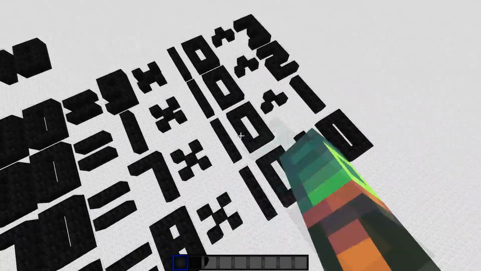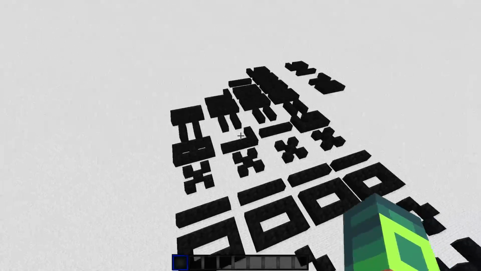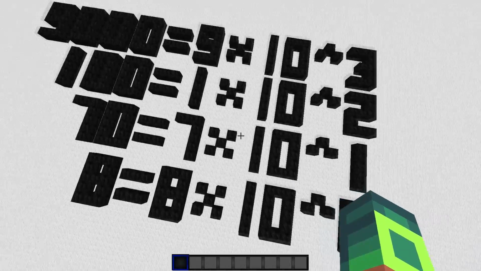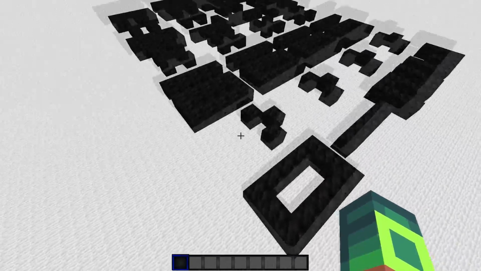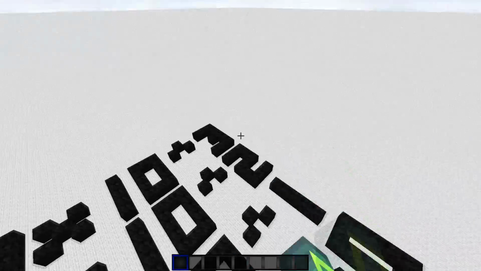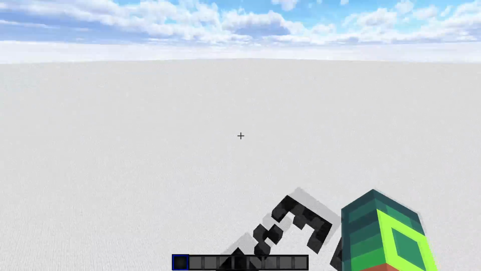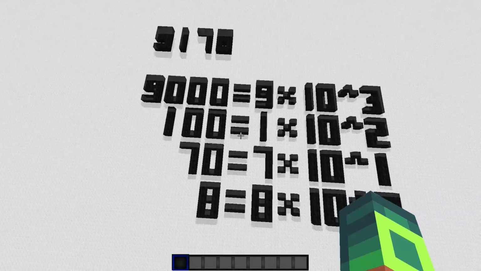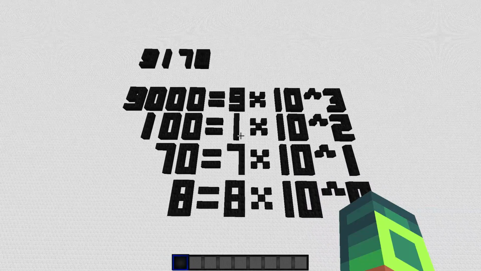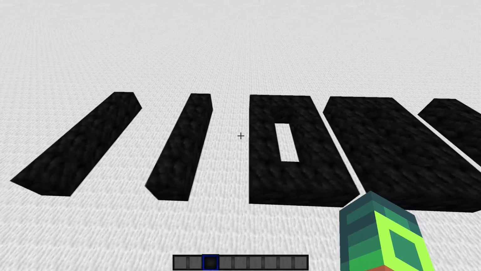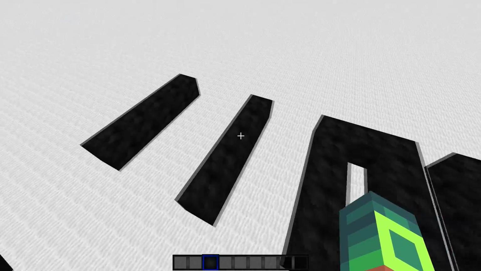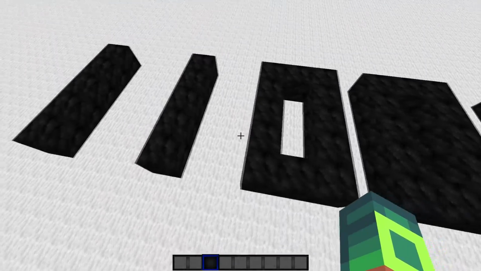Then 7 times 10 to the power of 1, 7 times 10 equals 70, and so on. And that goes for all the digits. So the very first digit, 0, and then 1, 2, 3, up to infinity. Now let's try doing the same thing with the base 2 instead of 10. So now with base 2, we only got two possible combinations, that is 1 or 0.